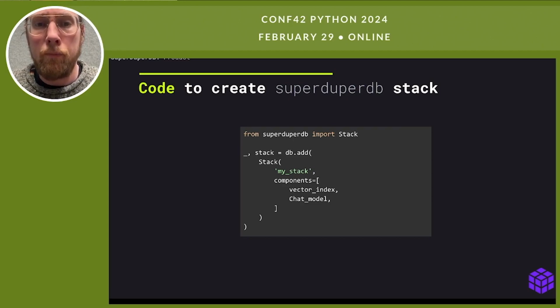Creating more complex functionality where multiple models interact happens via the stack API. So you can simply list the components you would like to add to your stack, and as before, add the stack to the system.